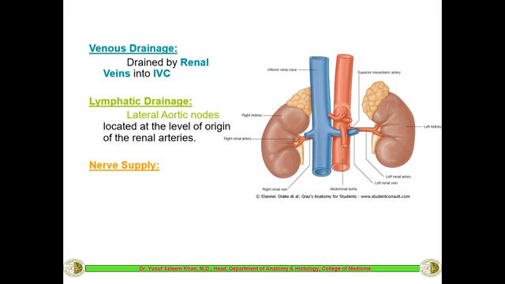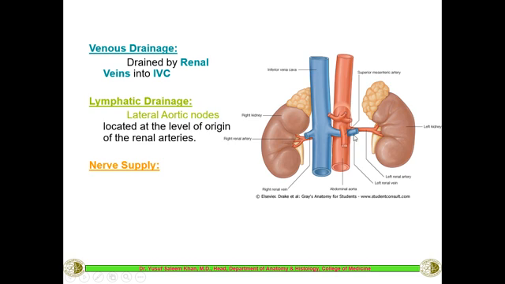Coming to the lymphatic drainage, it drains into the lateral aortic group of lymph nodes. Just beside the aorta, there is the lateral aortic group of lymph nodes, and the kidneys drain into this group, which lies at the level of the origin of the renal arteries.